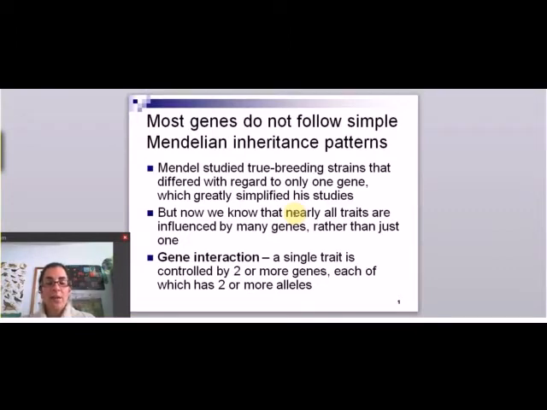The first couple of examples we're going to look at are examples of gene interaction. These are traits that are controlled by 2 or more genes, each of which has at least 2 alleles. So we have gene interaction as a broad category of non-Mendelian inheritance, and the 2 examples are epistasis and polygenic inheritance.